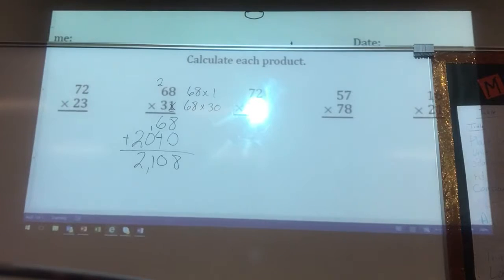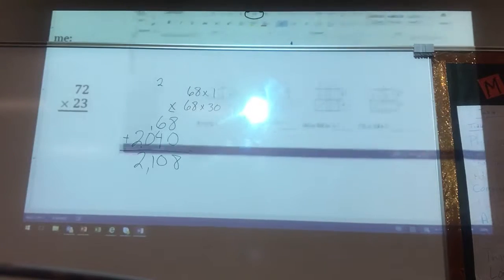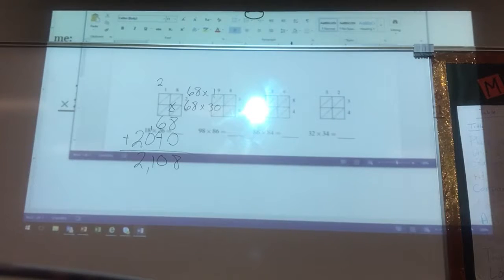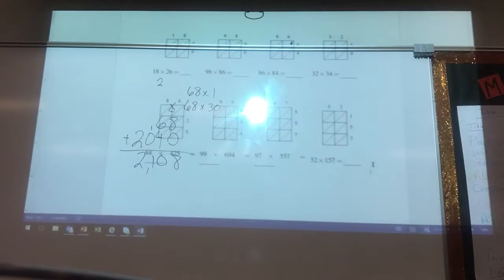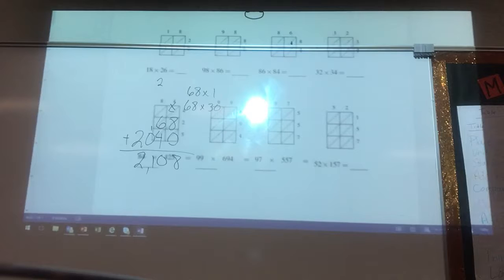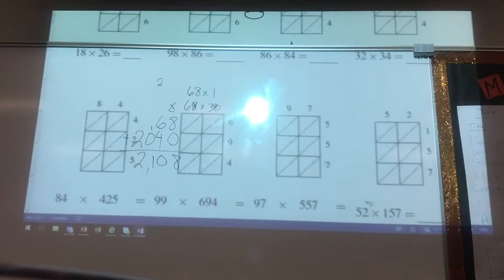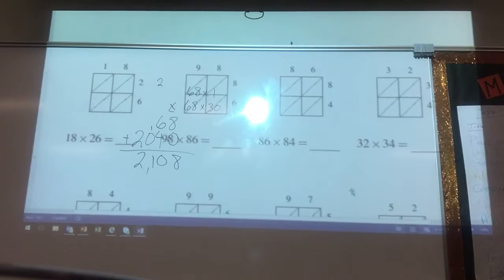All right, let's look at some lattice method ones. God bless you. Let's look at some lattice method ones. I don't know how to do lattice. Did you learn in 3rd grade? Ask Lainey. No, I didn't. Oh, I hate these questions. Wow, Fred. All right.